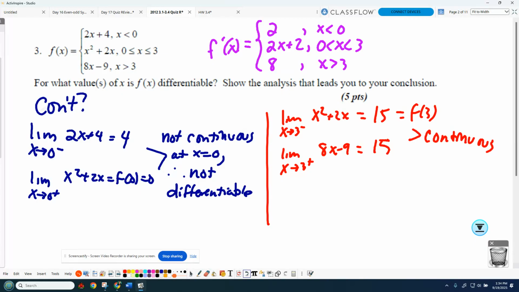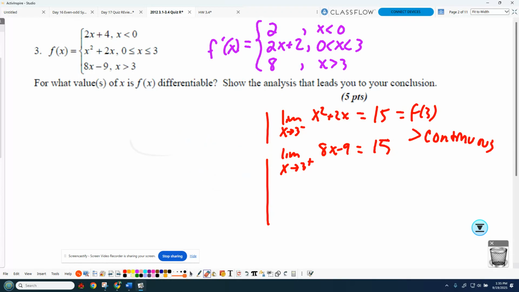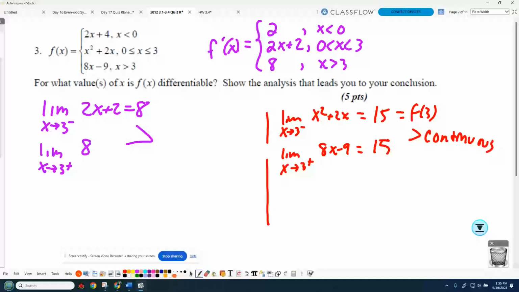Okay, so there's my derivative, written neatly, and I'm telling you where those derivatives apply, for which x values. I don't need to check the 0, it's already screwed. So, checking the derivative at 3 from the left is 8. Checking the derivative at 3 from the right is 8. They are equal.